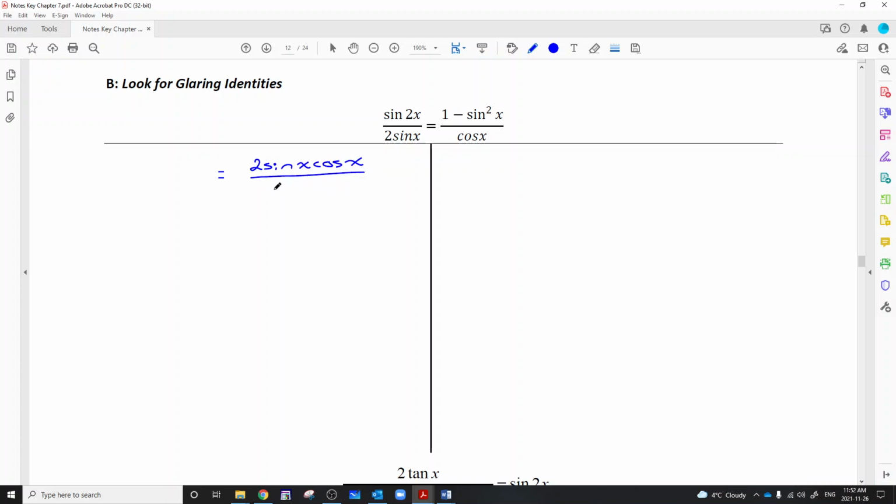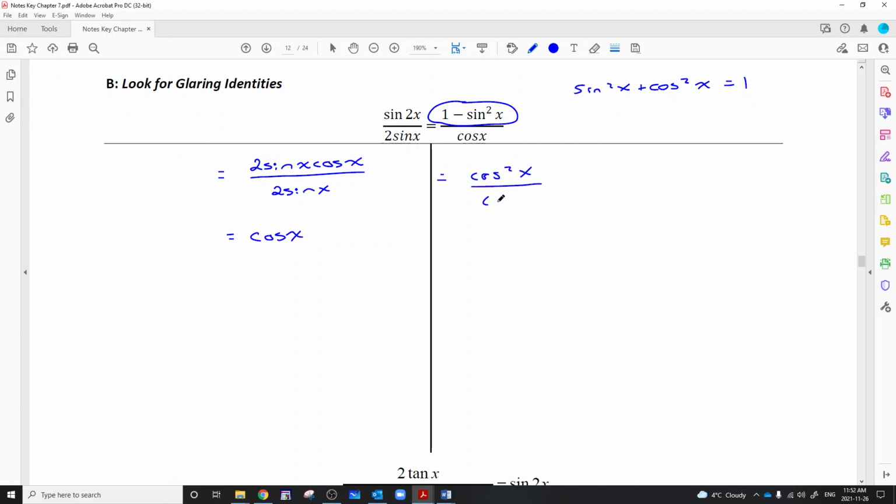In my denominator, I have a 2 sine x. So I can see why they did that, because now the 2's will simplify to 1, the sines will simplify to 1, and I would just be left with cos x. So now I'm done with my left because that's as simple as I can make it. I'm going to work on my right. This is your Pythagorean glaring identity. Remember, sine squared x plus cos squared x equals 1. If I rearrange that, 1 minus sine squared x is equal to cos squared x.